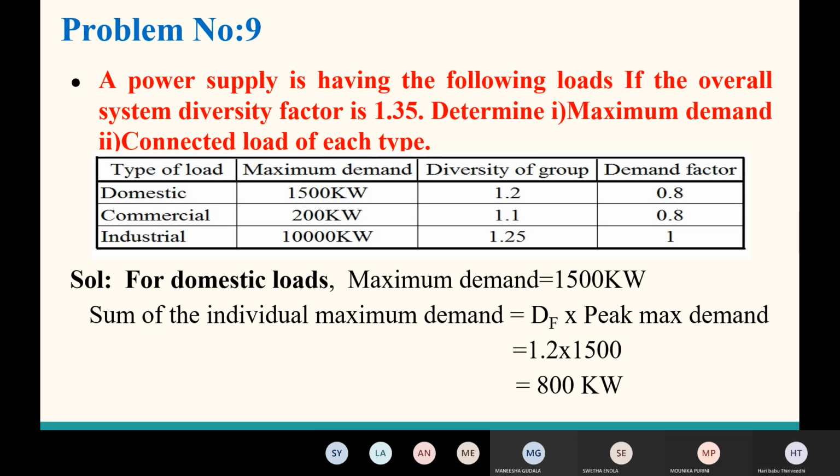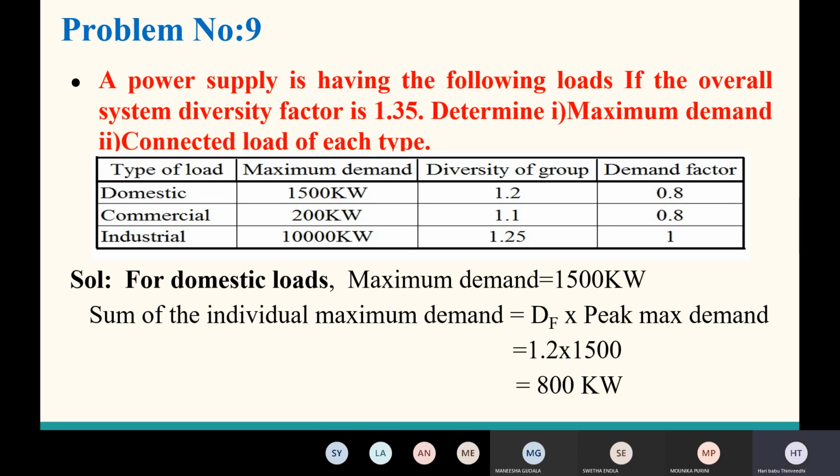First of all, before writing down the domestic load maximum demand and all these things, you have to determine the maximum demand of the total system. They haven't given the maximum demand of the total system, but they have given the overall diversity factor. So from that, we have to write down the answer. Don't write the domestic load's maximum demand first.